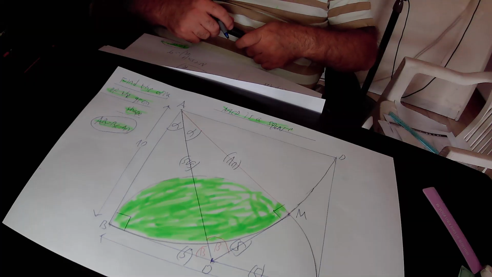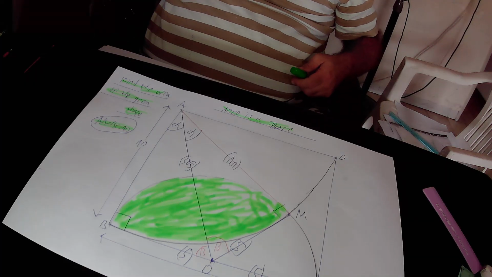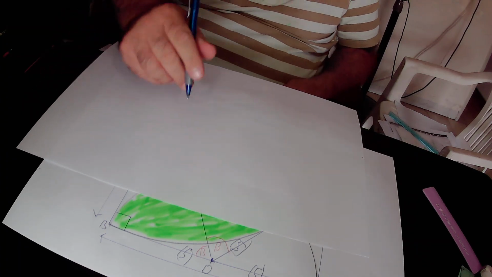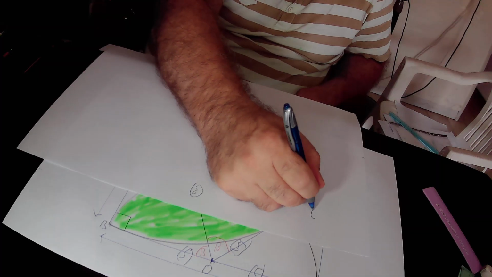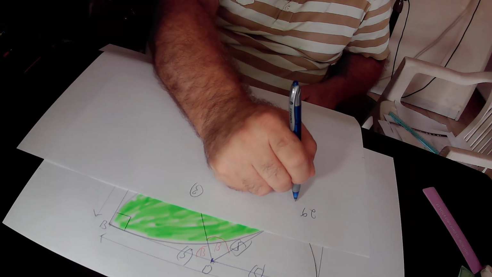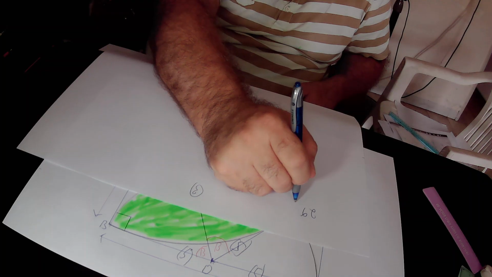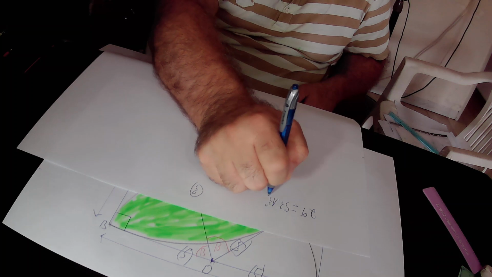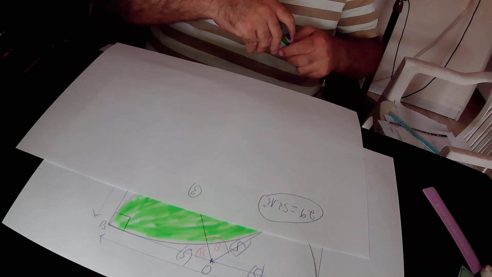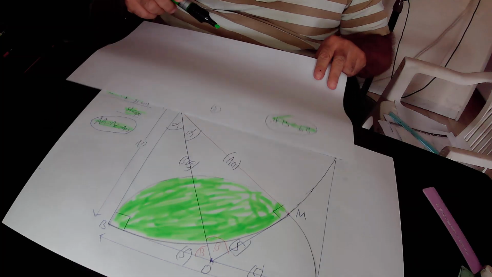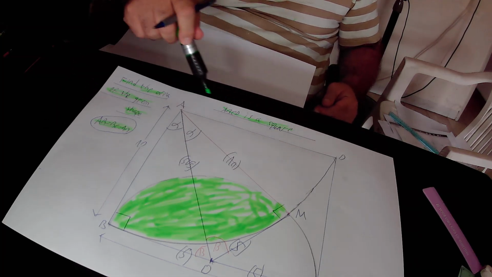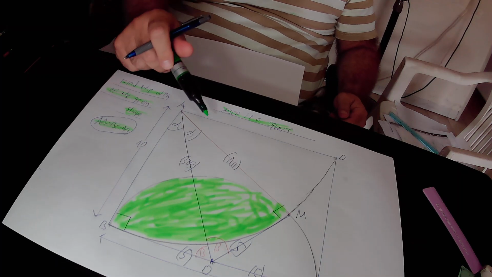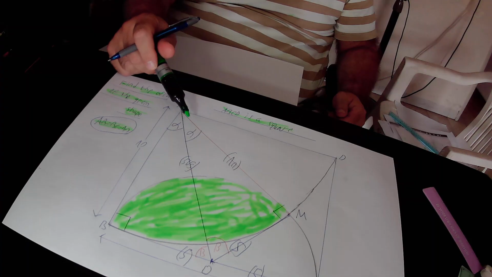And therefore, 2 alpha equals 2 times 26.565, which is actually 53.13 degrees. This is angle MAB, this equals 2 alpha, and 2 alpha equals 53.13 degrees.